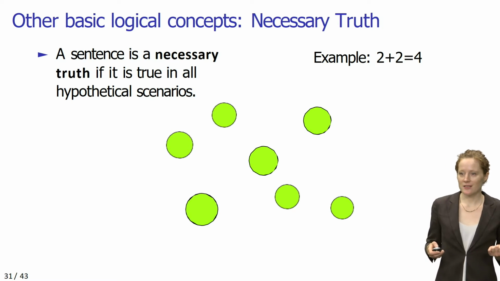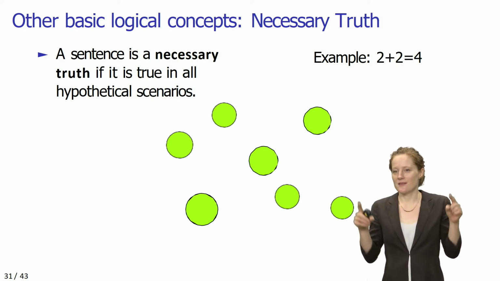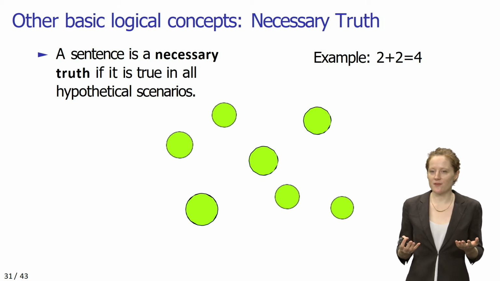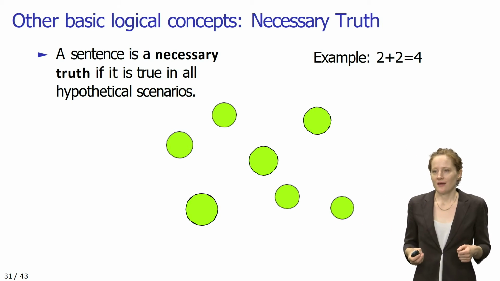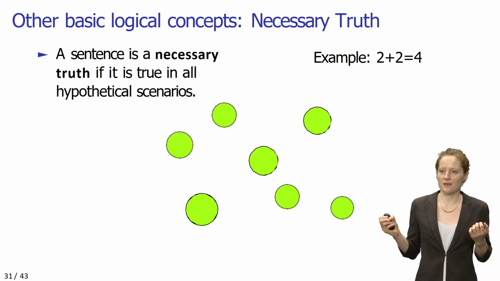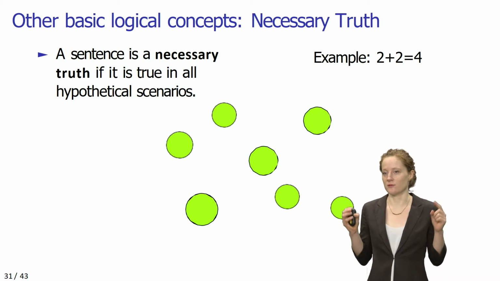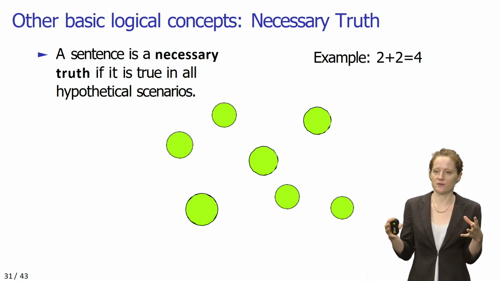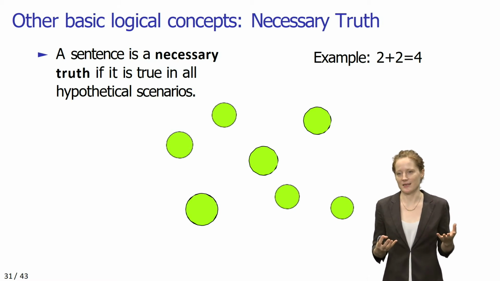Now here in this picture, I've represented a necessary truth using the following conventions. I used these circles to represent hypothetical scenarios. And I'm here just simplifying and assuming that there are just 7 hypothetical scenarios. And then I colored all the scenarios in which the sentence 2 plus 2 equals 4 is true. I colored those scenarios in green. And so what this picture represents is that the sentence 2 plus 2 equals 4 is true in all hypothetical scenarios, and that means that it is necessarily true.